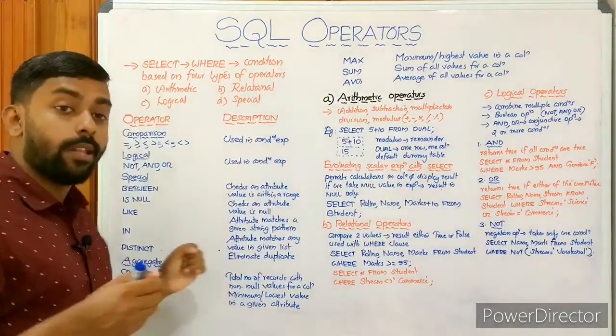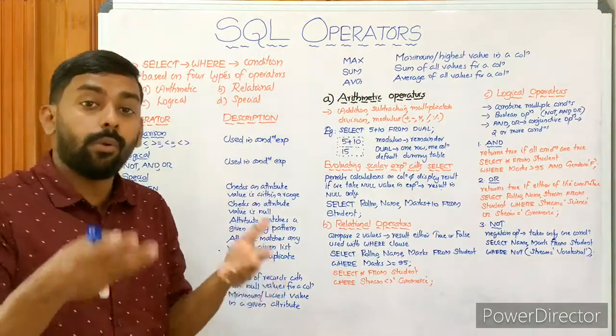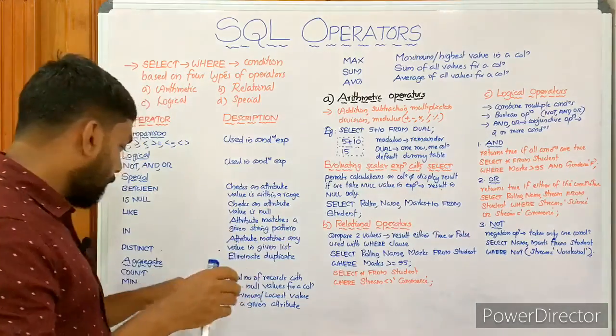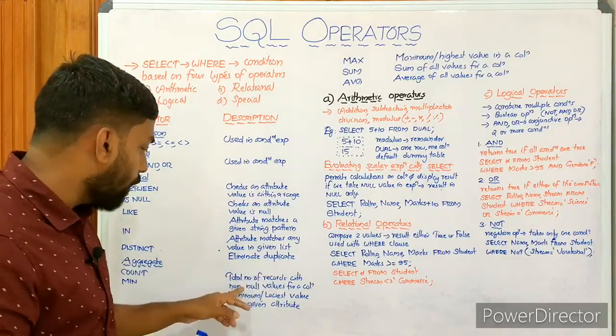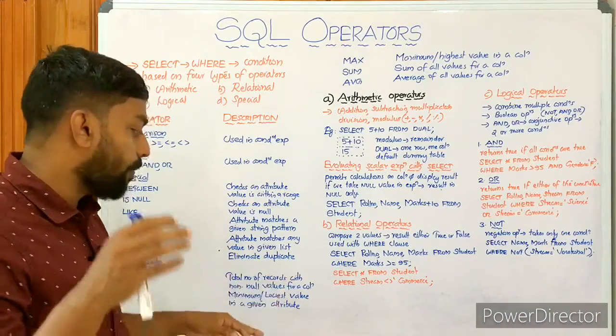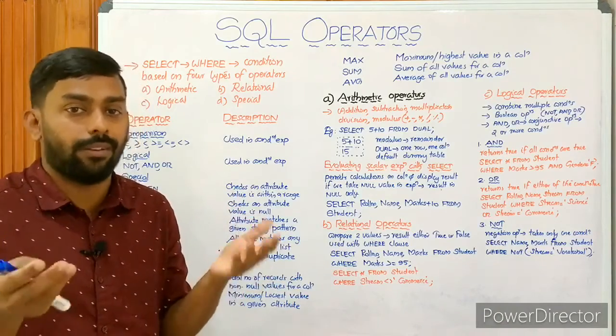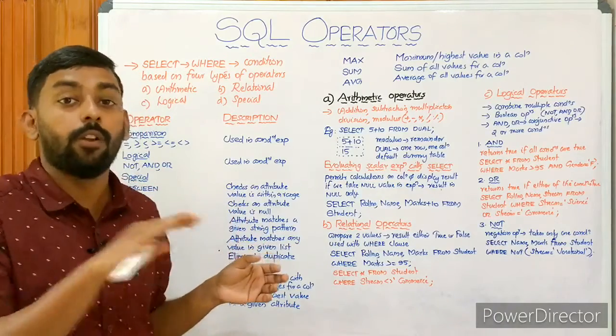The first one is count. Count means counting, excluding null values. It gives the total number of records with non-null values for a column. Null values will not be considered, which is common sense.